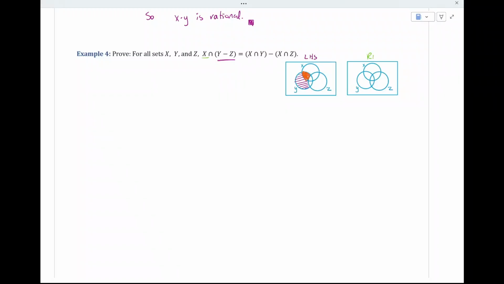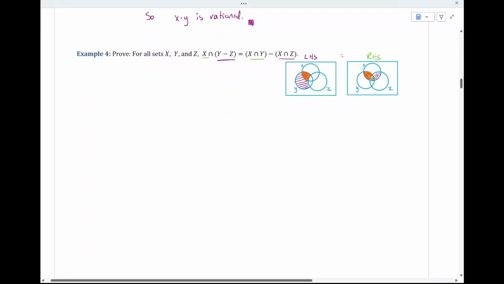Let's look at the right-hand side. The right-hand side is x intersect y. So that's this piece right here. And then also x intersect z. That's this slice right here. And I'm taking this green slice and I'm subtracting off this purple piece. So that leaves this piece right here. Green minus purple is this piece. Okay, so look at that. It is the same piece. The piece that is x and y, but not with z. So I am convinced that this is true.